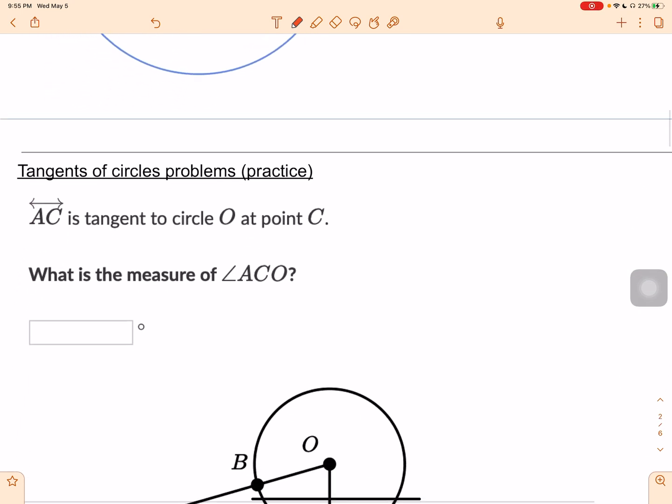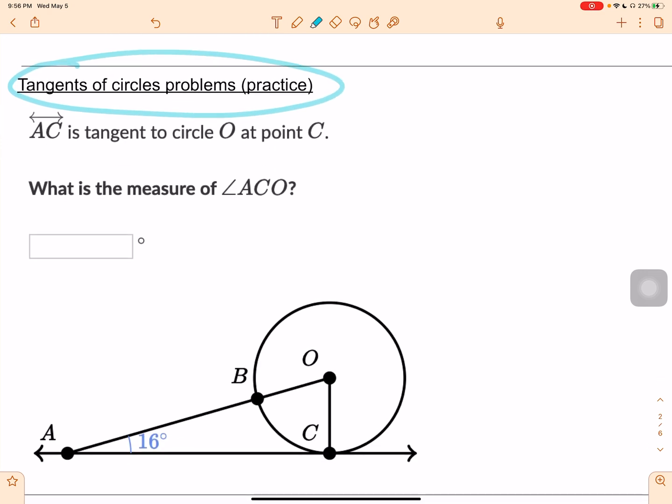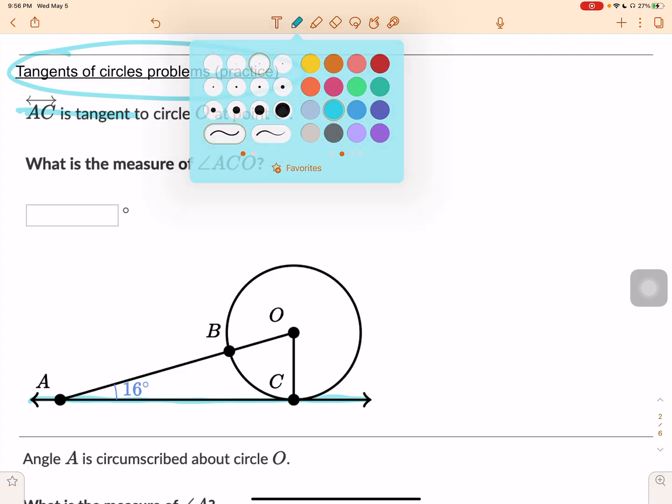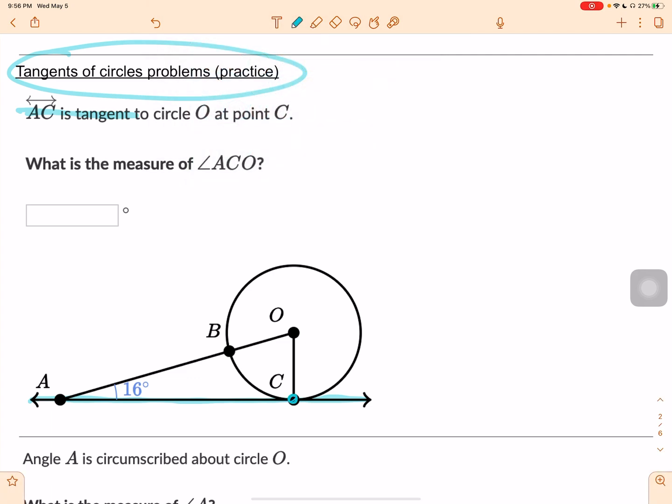All right, so now here's the next practice. So tangents of circles problems. So we're told here that line AC is tangent to circle O at point C. So whenever something is tangent, that means it is perpendicular, or actually, okay, sorry. Tangent means it touches the edge of the circle one time. And when it shares a point with the radius or diameter, like it does right here, then those two lines are perpendicular. So a tangent line to the circle touches the circle one time at one point.